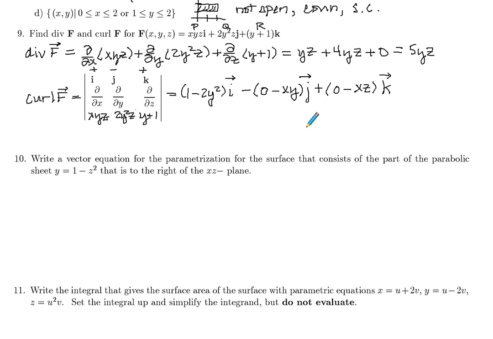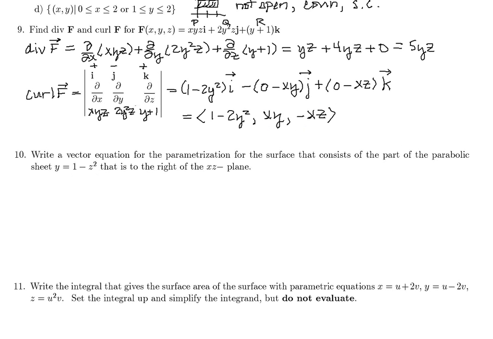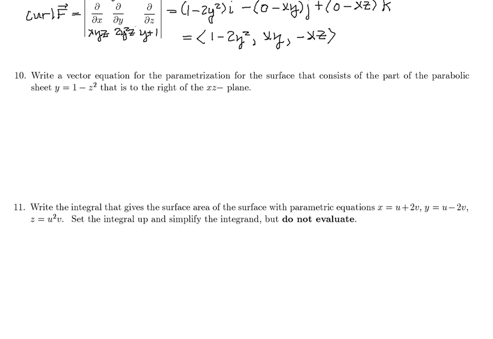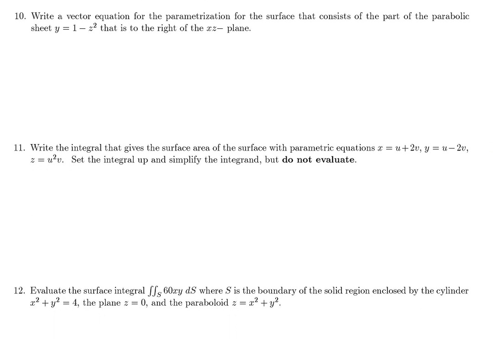And then, if we wanted to, we could rewrite this in component notation: 1 minus 2y squared. Negative of negative xy would be xy, and then negative xz in that last component. Curl of f is a vector. Remember, it's talking about the rotation in fluid flow. And divergence is talking about divergence of fluid flow away from a point.